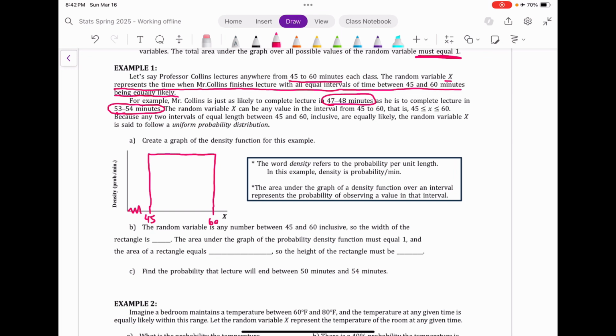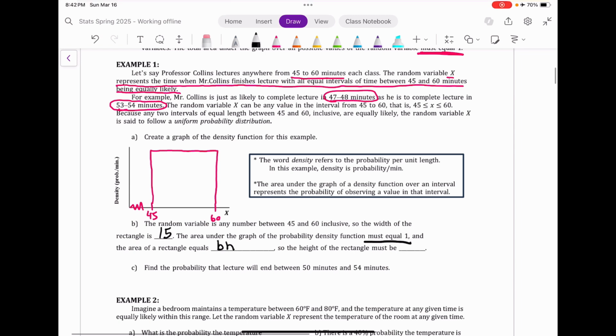So the width of the rectangle we would know is 15. The area under the graph of the probability density function must equal 1. And the area of a rectangle we know is base times height, and it must equal 1. So if we know the base is 15, and we're trying to figure out the height, it must be 1/15 in order to make that area computation work out. So if I go back to the y-axis, I can say the height of our graph is 1/15.